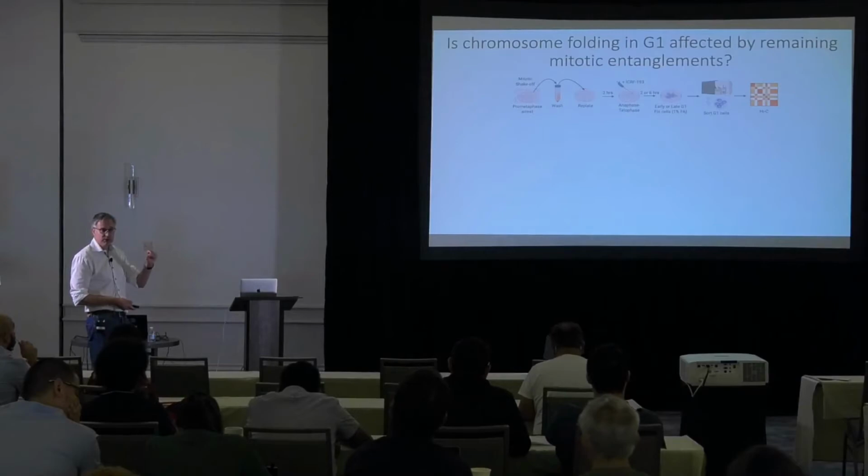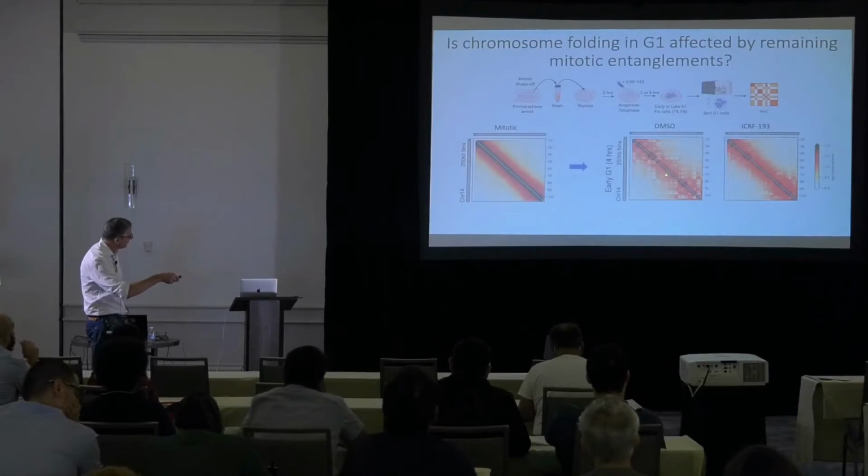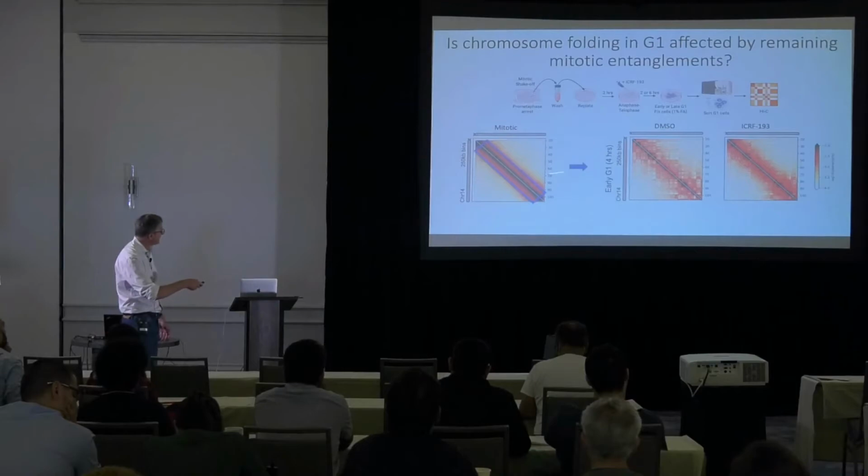Now in mitosis, as I showed you before, you have this rather dull-looking contact map. If you release these cells into G1, all these structures reform. But look at the cells where you block topo 2 at telophase with a topo 2 inhibitor, ICRF. One thing that characterizes mitotic chromosomes is this band of enriched interactions up to maybe 10 megabase.